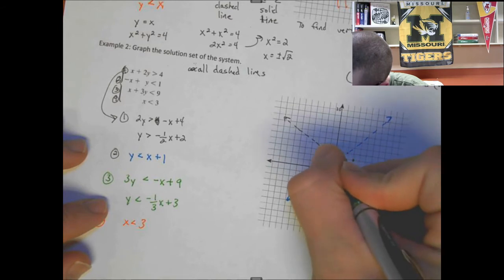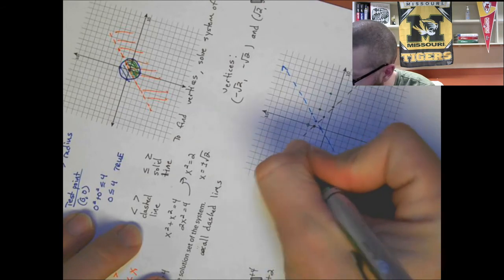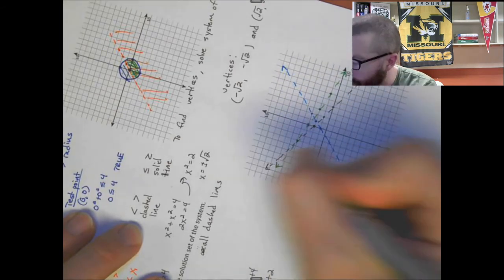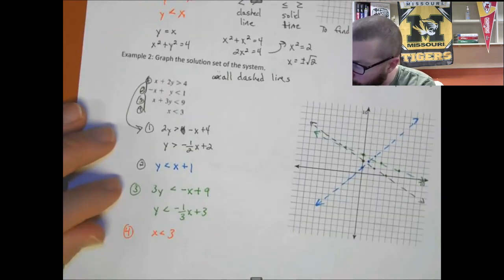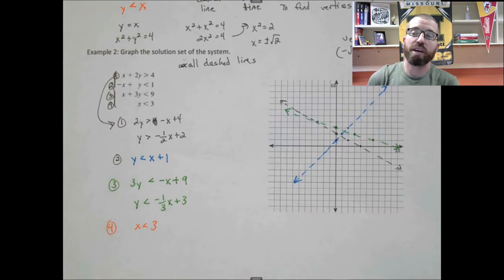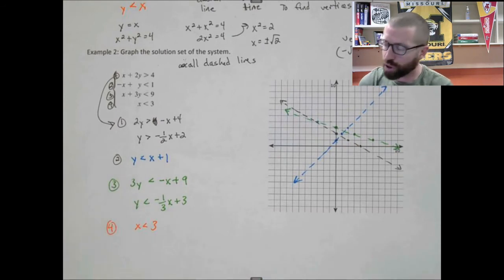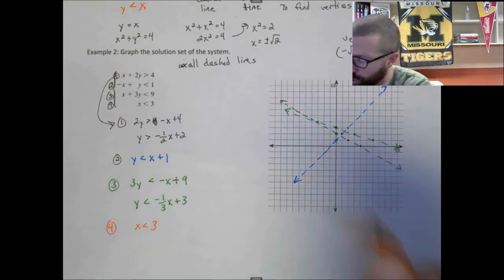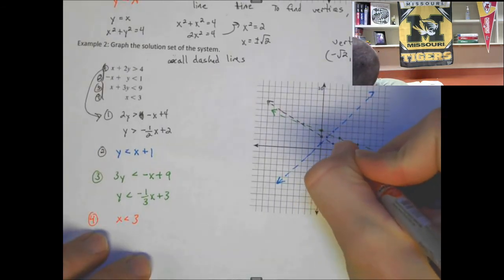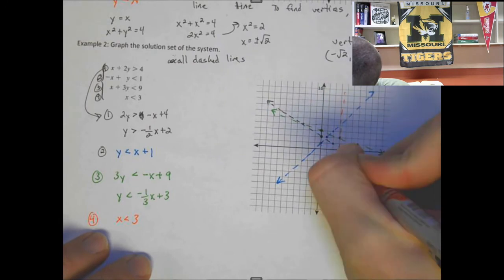Oh, 1, 2, 3. And then number 4 is x is less than 3. I remember lines that are in the form x is equal to a number are vertical lines, and that's going to go through here.